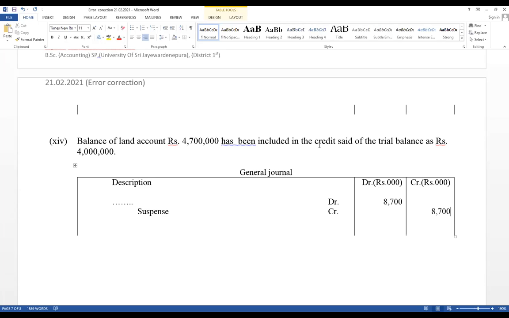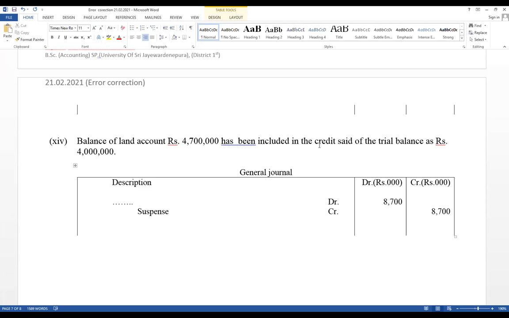There may be some errors. Those kinds of errors do not affect suspense. But if trial balance is not equal, those definitely affect suspense. Therefore, error correction. First one, think about when errors can occur.